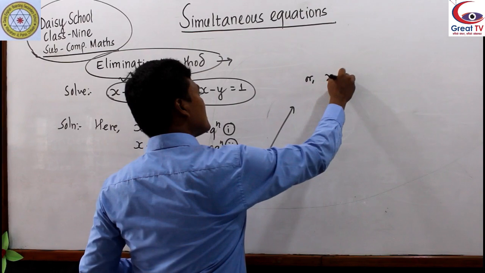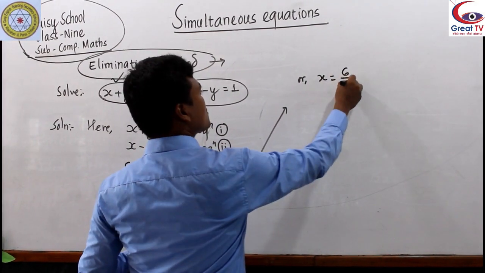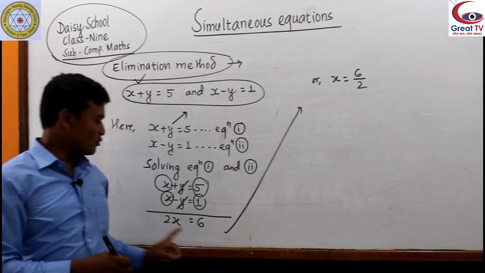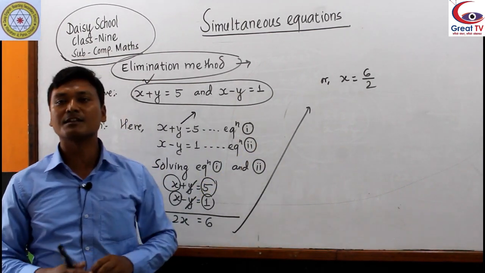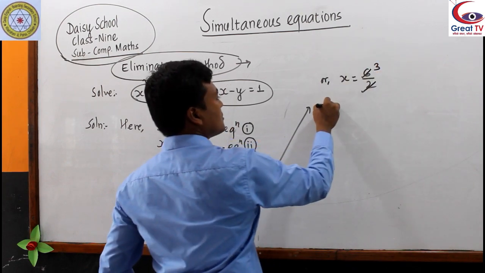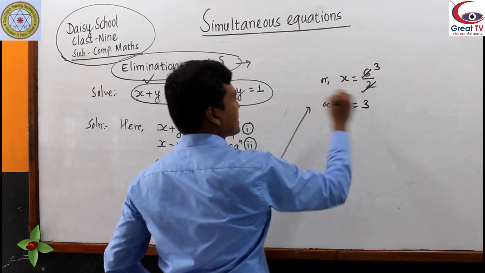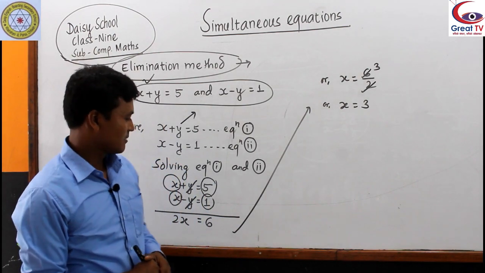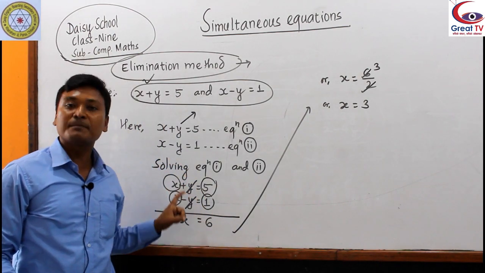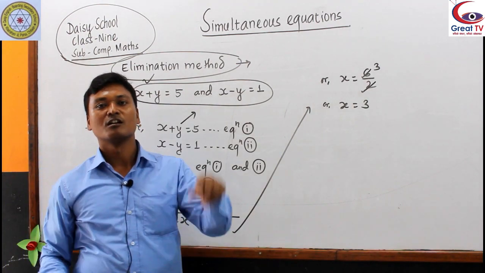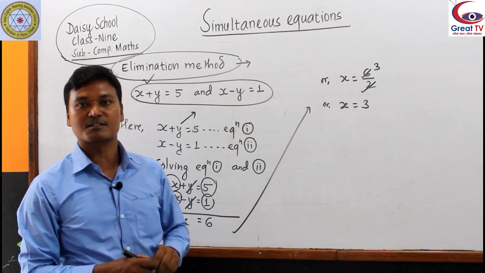What means x equals to 6 by 2. You know very well this concept. This concept we do use while solving linear equation. After this 2, 3 are 6. Or x is equals to 3. We got the value of one variable, that is x. By eliminating y variable first, we got the value of x. But we must get values of both variables.